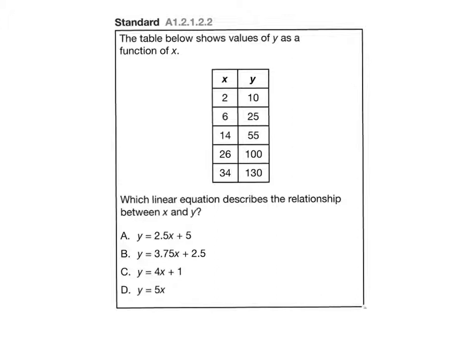We're going to look at today another Keystone sample question, and what it's asking me to do here is choose which of these linear equations in slope-intercept form matches this function table that we have here for the following x and y values. And there are two types of ways these questions can go.